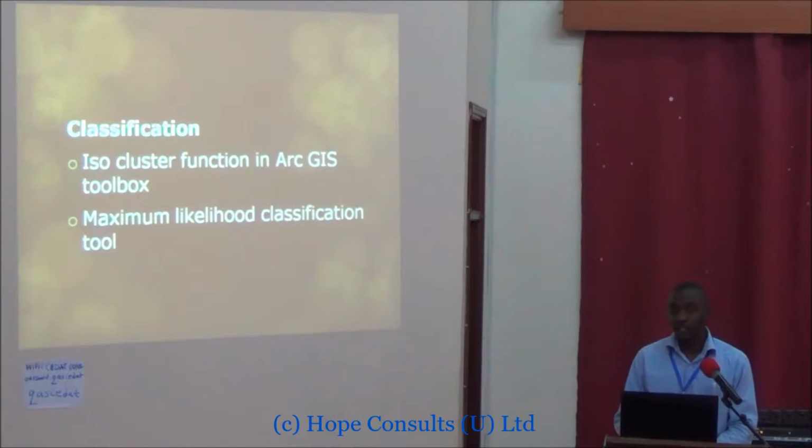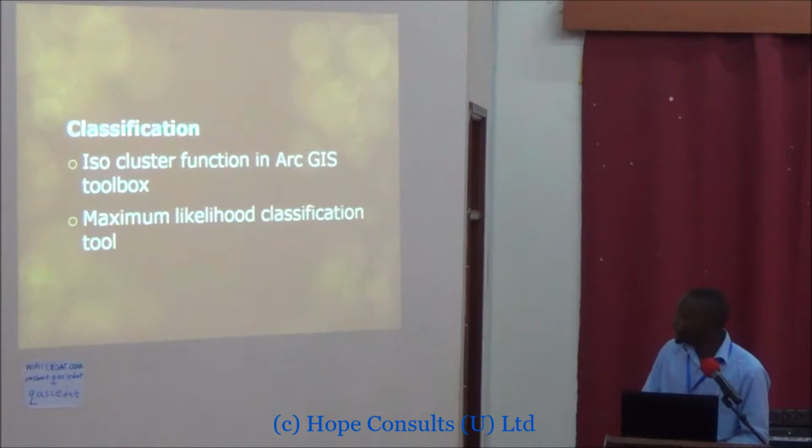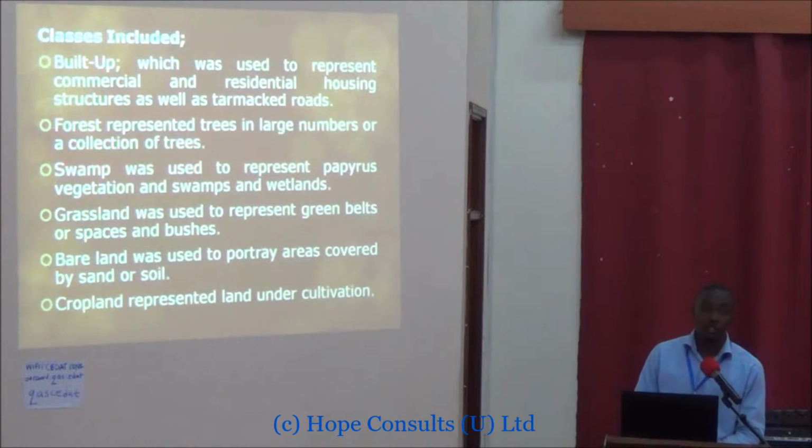I created six clusters because that's what I was interested in, the environment. These clusters I got in reference to the National Biomass Study of 2001, where they had about 13 land cover types. So I picked the ones that I imagined would be necessary for me, and that's what I used. The maximum likelihood classification tool was also used in addition to that.